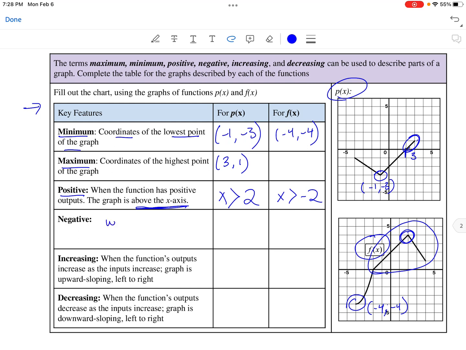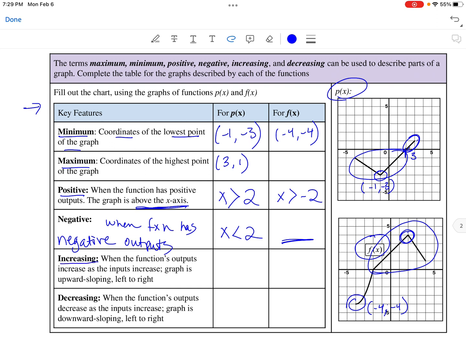Negative is when the function is below the x-axis. The function has negative outputs, so the y values are negative. So for this one, it's all of that there. So it's everything that is less than 2. Right, you figure it out for this one.